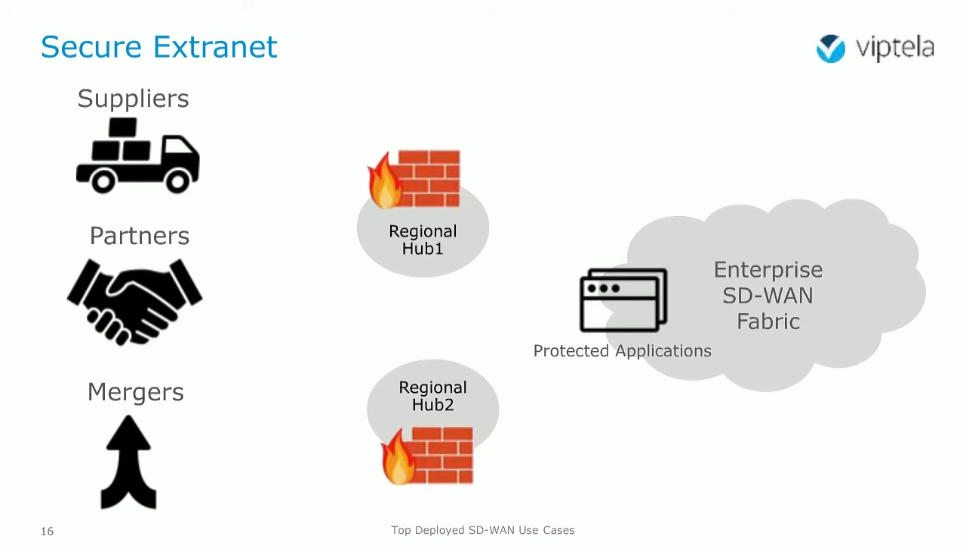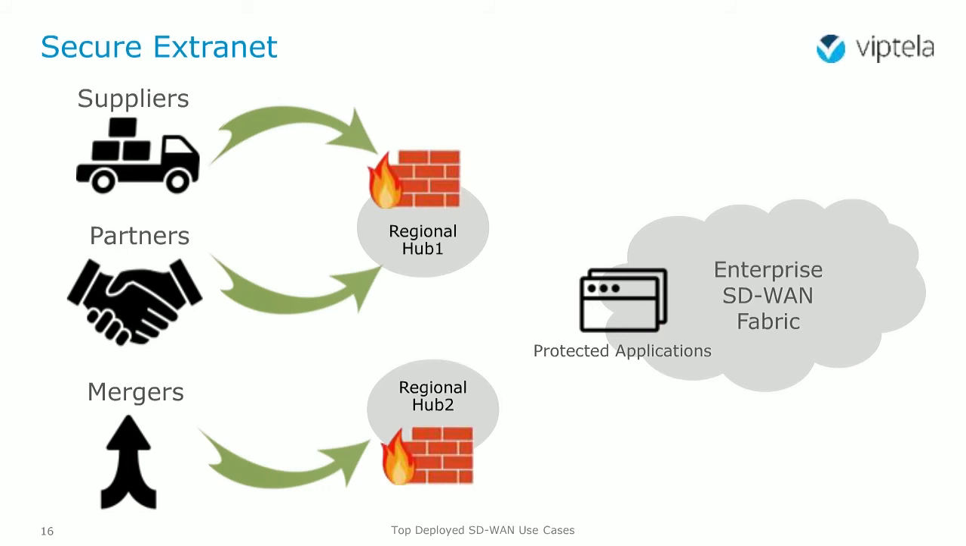So Viptela's philosophy is to regionalize access into those protected applications in the data center. There are multiple ways of doing that, but in this case, we're talking about regionalization of the services. In those regional hubs, you can provision firewall devices, and those are going to enforce the policy for connectivity from those external entities into your protected applications. So effectively, they are creating a shield and a controlled access around your enterprise protected applications, and allowing only selective access to suppliers, partners, or entities that have been acquired, right?